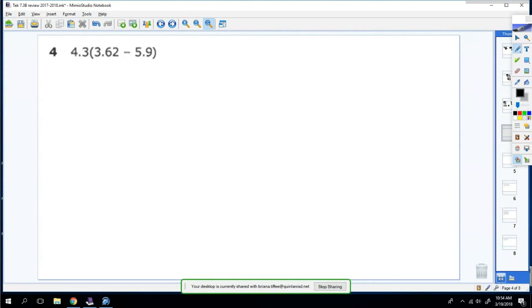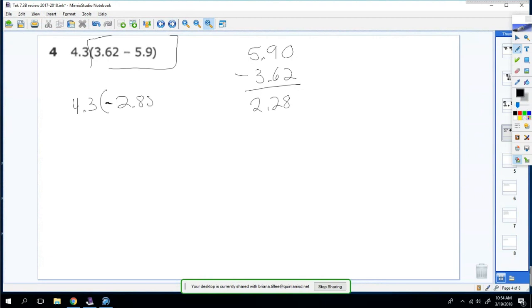Okay, so first thing you do, you're going to look at the parentheses. So you're going to do 3.62 minus 5.9. And then since you're subtracting more than you have, your answer will be a negative. So I'm going to put my negative right there. So you're going to do 5.9, add a placeholder, minus 3.62. Then you subtract it, and you get 2.28.